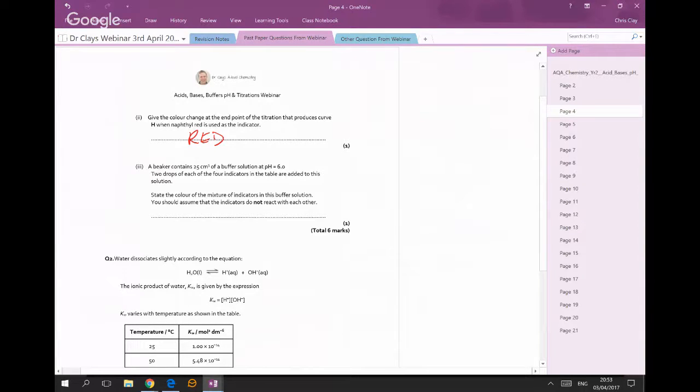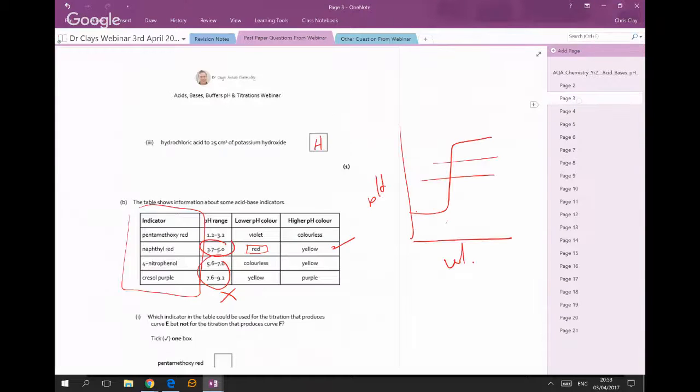A beaker contains 25 cm cubed of buffer solution at pH 6. Two drops of each of the four indicators in the table are added to this solution. State the color of the mixture of the indicator in this buffer solution. You should assume that the indicators do not react with each other. Slightly odd question. So pH 6 for solution.